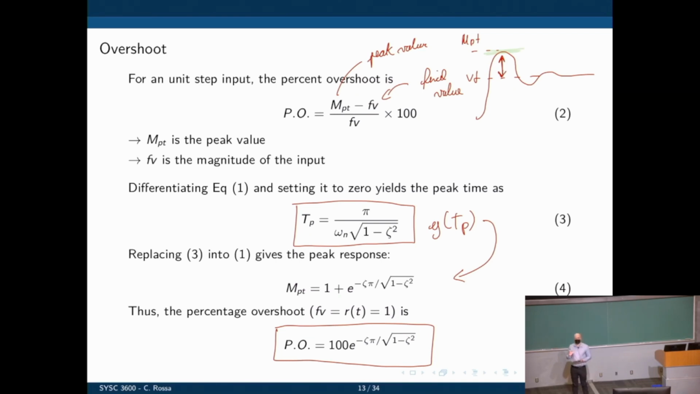So I'm asking you to find the value of zeta for a 5% overshoot. PO is 5. It's not 0.05 because we already multiplied it by 100, so don't make that mistake. Another thing prone to confusion is that this was derived for an underdamped system, so this is only valid for zeta between 0 and 1.